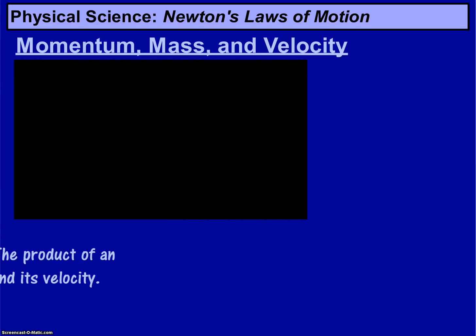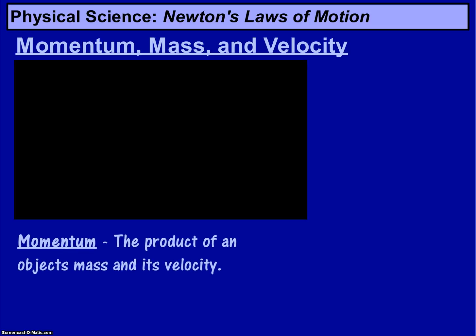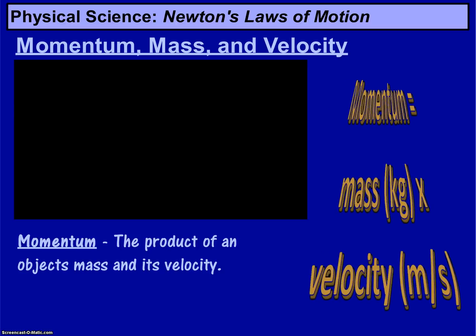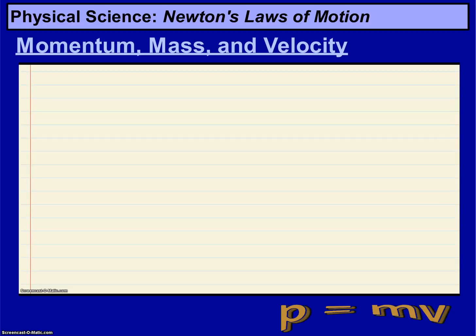The actual definition of momentum is the product of the object's mass and its velocity. Since we're talking about a law, we are talking about a mathematical equation. Mass is measured in kilograms and velocity in meters per second. The shorthand version of this law is P is equal to mv, and let's take a look at how the math works.